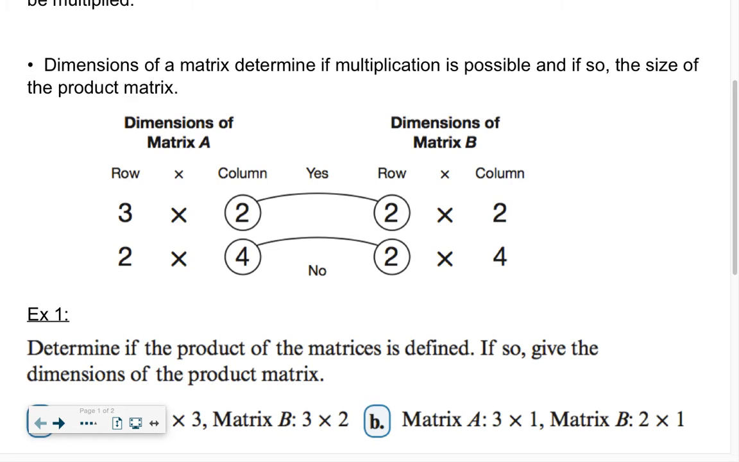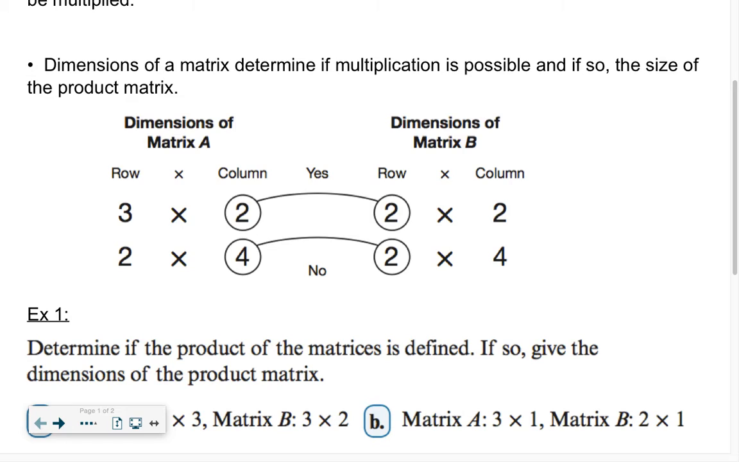If we look at the next example, say matrix A is a 2 by 4, matrix B is a 2 by 4. Okay, we look at the inner dimensions again. Is 4 the same as 2? No. So we cannot multiply those two together.